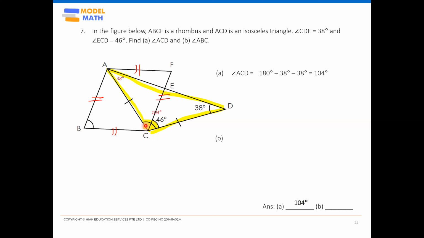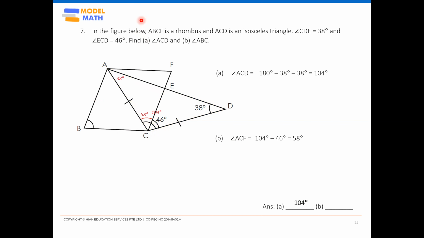Which means that I can go on to find angle ACF. ACF is this corner here, right? So for angle ACF, simply take the 104 degrees and subtract away the 46 degrees to get your ACF. So 58 degrees will be over here. So we're going to draw that and write down 58 degrees.